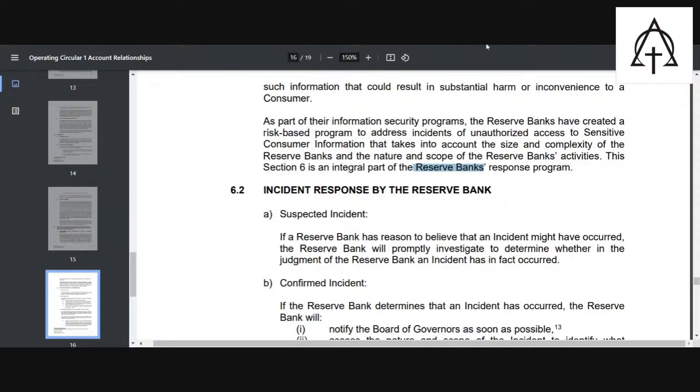Incident response by the Reserve Bank. Suspected incident. Suspected. Somebody has to have viewed it. Somebody has to have seen it to make it observable to someone else. Suspected incident. If a reserve bank has reason to believe that an incident might have occurred, the reserve bank will promptly investigate to determine whether, in the judgment of the reserve bank, an incident has in fact occurred. The incident, folks. The incident.